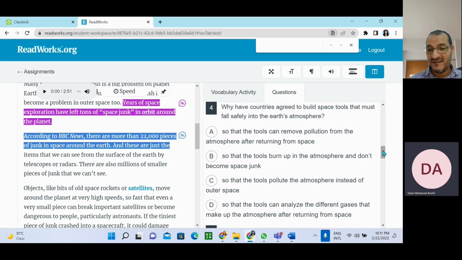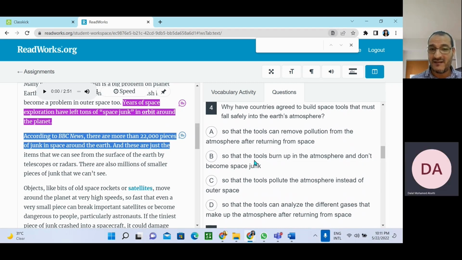It gets burnt. It gets burnt actually in the atmosphere. That's why they create space tools to be able to burn up. So I think here, A: so that tools can remove pollution. Tools do not remove pollution. They add to the pollution. A is wrong. B: so that tools burn up. Yeah, it happens actually. They burn up.